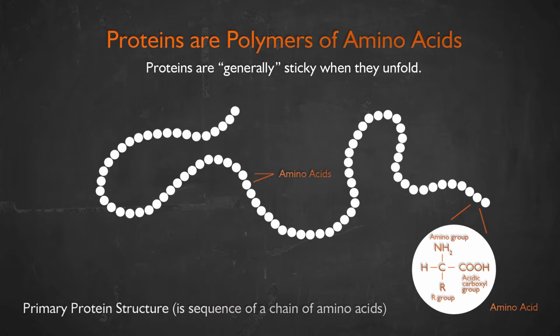So the next question is, why is it that proteins are sticky when they unfold? And to sort of understand this, we have to remember what proteins are. So proteins, you will recall, are polymers, which are chains of amino acids. So there are 20 different amino acids, and a protein is composed of some sequence of different amino acids. Depending on the protein, there will be a different sequence. Now, amino acids have different properties.